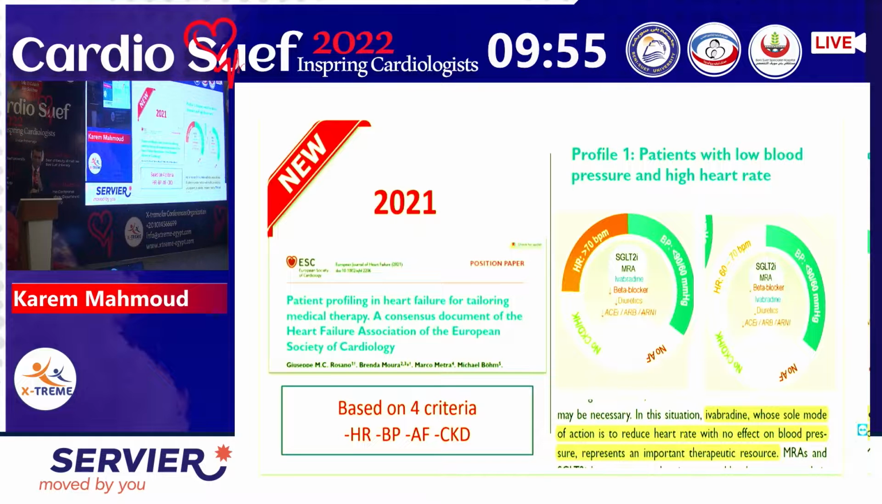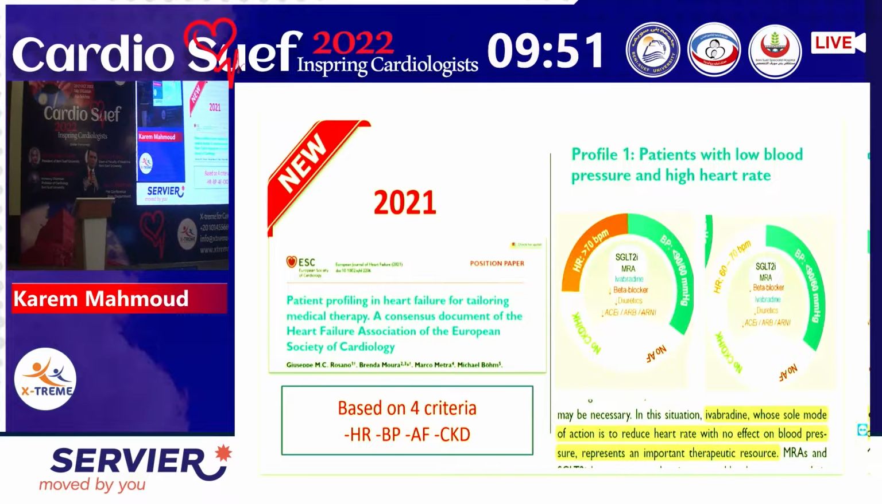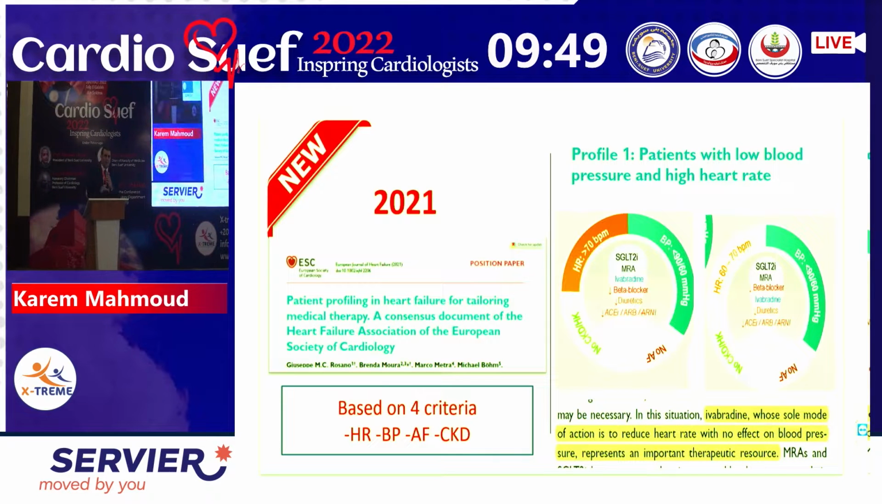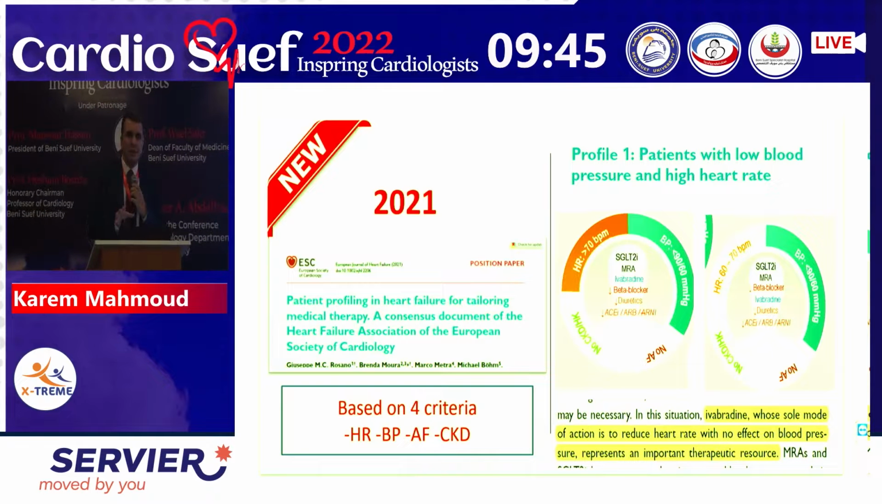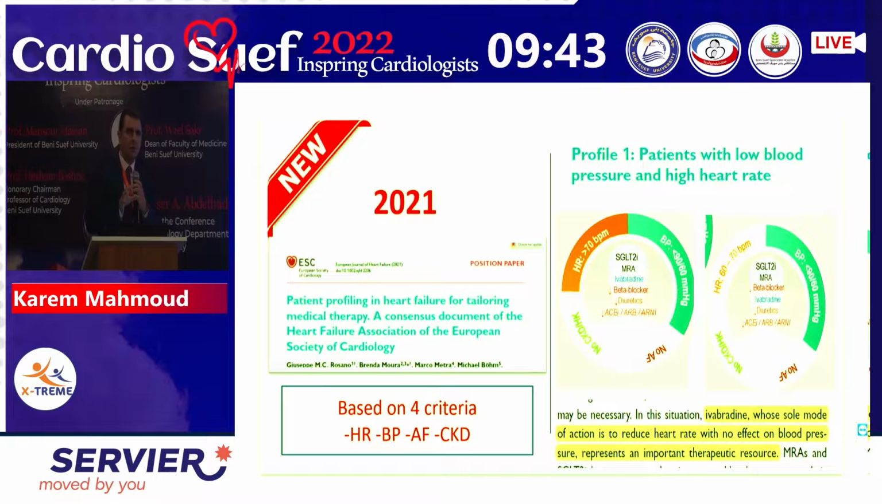مش بس كده، هم في الستيتمنت قالوا كمان ان احنا ممكن نحط أو نقاد الإيفابرادين in the patient with a heart rate of 60/70. This may be especially in the patient who cannot tolerate the beta blocker. ممكن these patient benefit من الإيفابرادين.